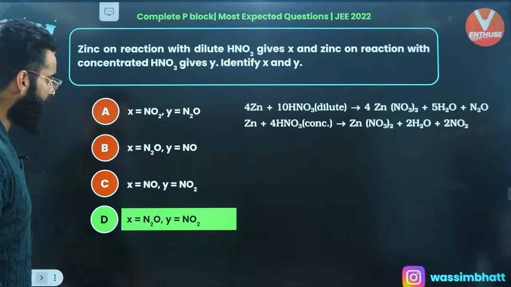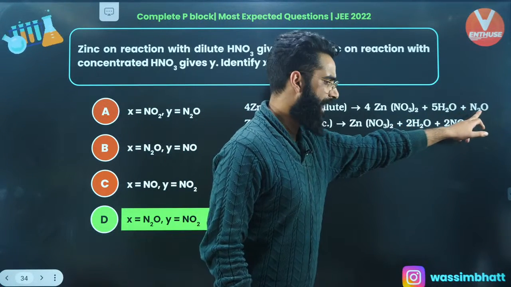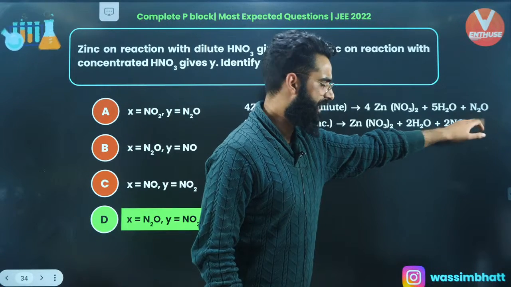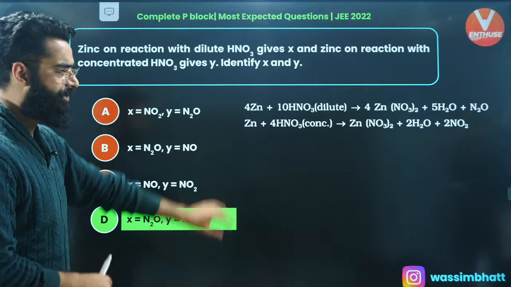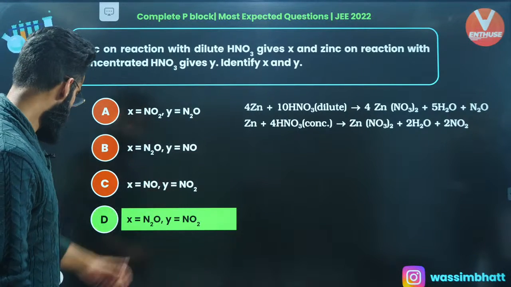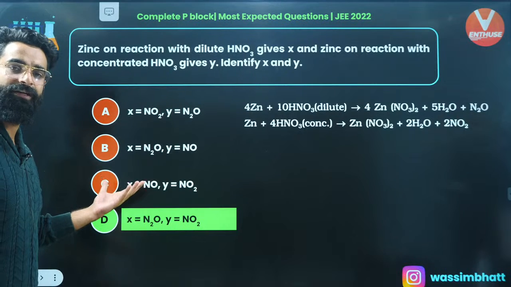If you want to have a look at the reactions as well, you can check it out. N2O in the dilute one and NO2 in the concentrated one. That's it. Do remember these two reactions as well. I'm sure you are taking the screenshots with me, or else you can get the PDF of this session in the Telegram group afterwards.